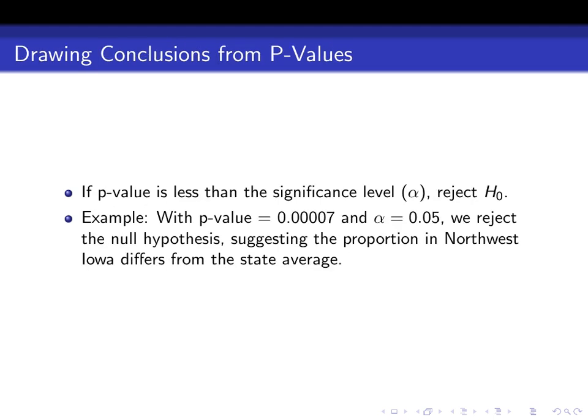Now, let's look at how we draw conclusions from these p-values. If the p-value is less than our chosen significance level, typically 0.05, we reject the null hypothesis, indicating evidence for the alternative hypothesis. For instance, if we find a very small p-value when testing radon levels, we might conclude that the proportion in northwest Iowa significantly differs from the state average.